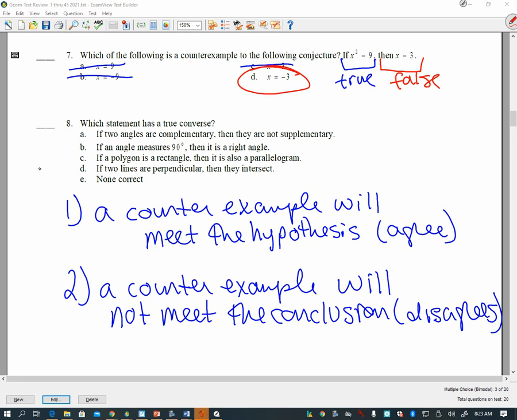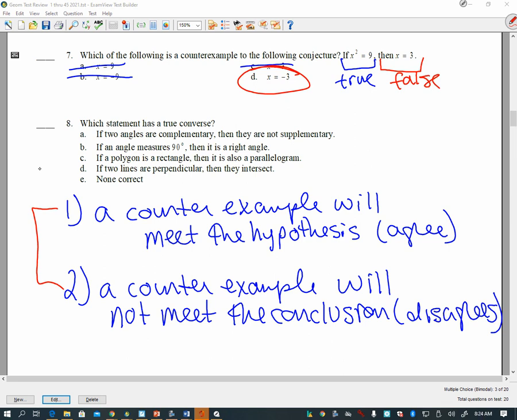All right? So do we understand this a little bit better now? Okay. So what I'm expecting is more than just, on the test, saying x equals negative 3. I want you to bring out these two things. I want you to say x equals negative 3. Negative 3 times negative 3 does equal 9. But negative 3 is not equal to 3. Therefore, it meets the hypothesis. It does not meet the conclusion. Can we do that? If I'm handing this to you on a silver platter, I expect more on your test. Are we clear?